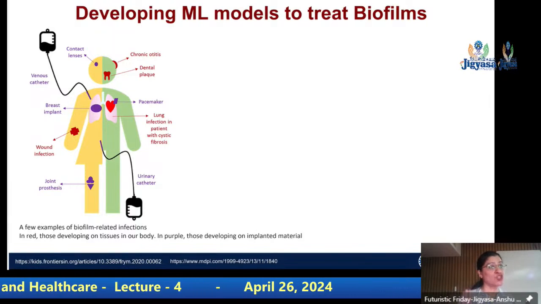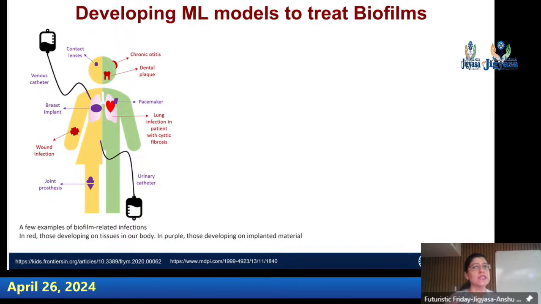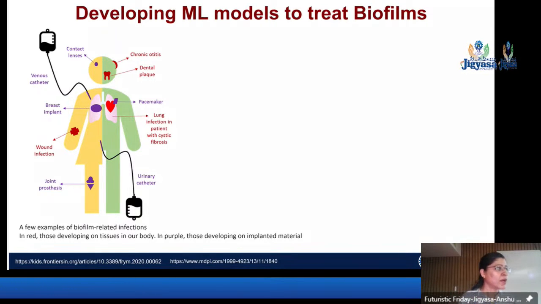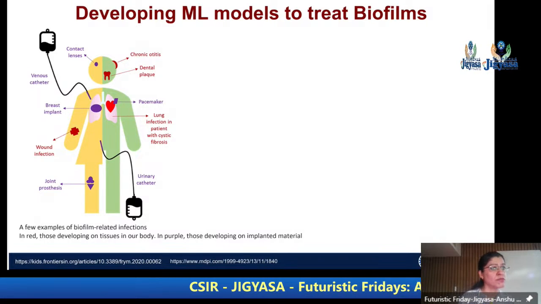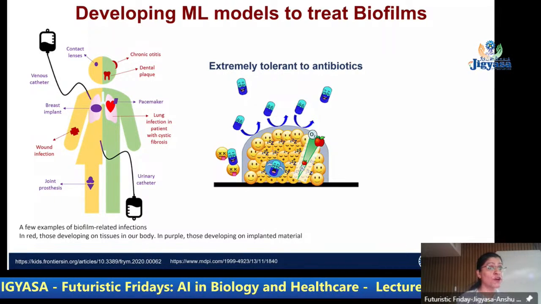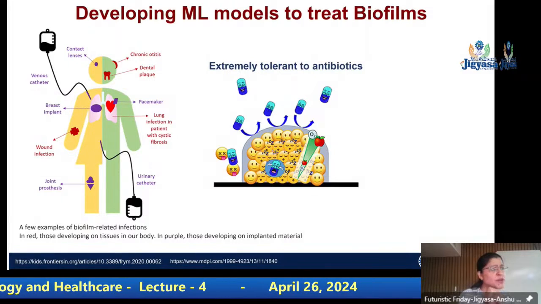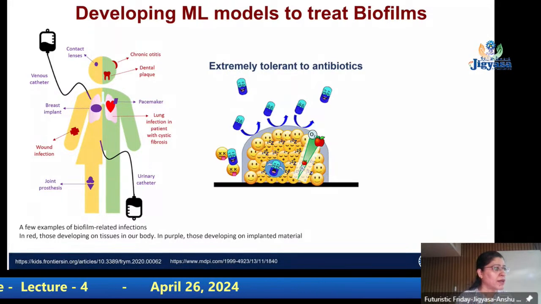All these places, as of today, we don't know how to deal with. Because as of today, there is literally nothing to deal with biofilms. And more than 90% of hospital infections, this is what you see. So we thought, why is that a problem? Because in biofilms, a lot of microbes are staying together. They're helping each other and they're extremely tolerant to antibiotics.